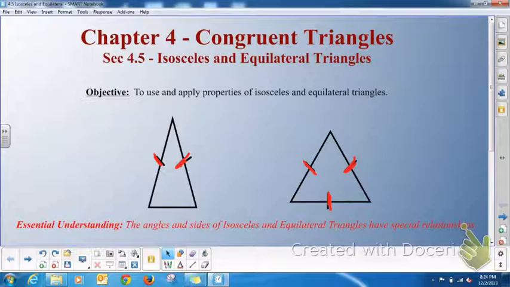So our objectives in this lesson are to use and apply properties of isosceles and equilateral triangles. It's essential that you understand that the angles and sides of isosceles and equilateral triangles have special relationships. Anytime along the way, you can pause the notes to fill in your template.